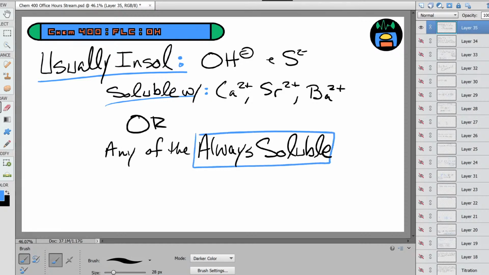So this is what the usually insoluble means. Hydroxide and sulfide will always form a precipitate with anything unless the cation is calcium, strontium, or barium, or one of the always soluble cations. Anything else is automatically insoluble. That's what usually insoluble means.